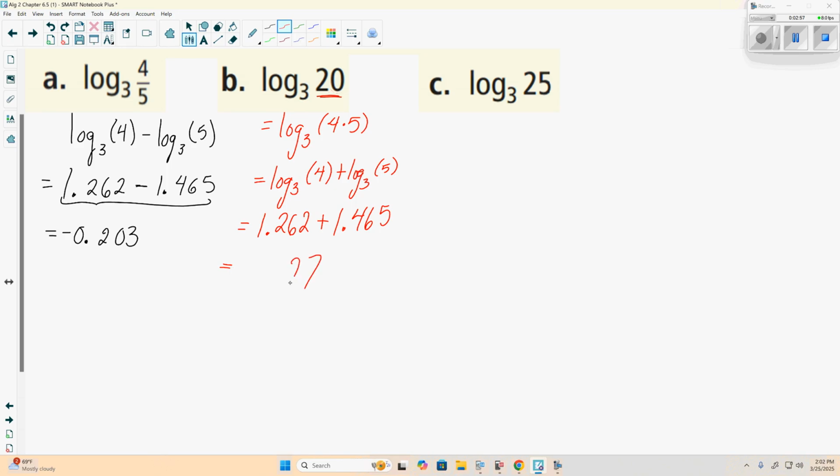7, 2, carry the 1, 4, 5, 6, 7. 1, 1 gives us 2.727.